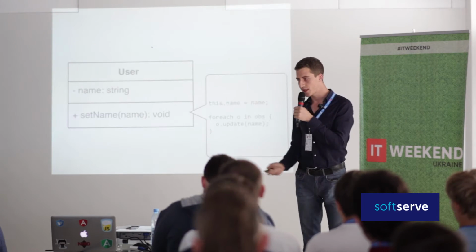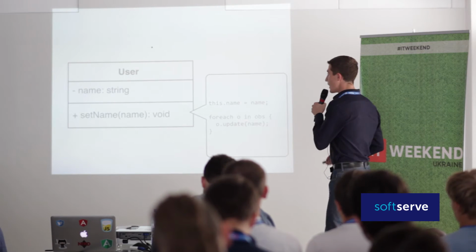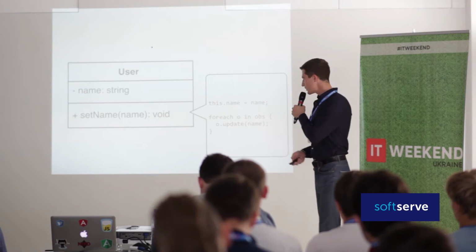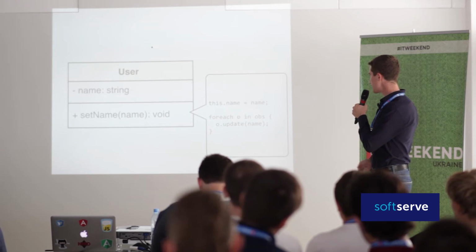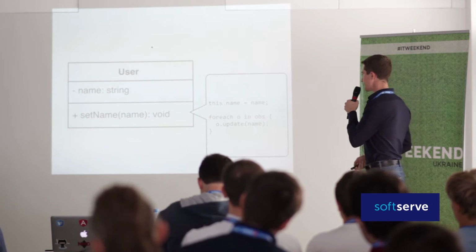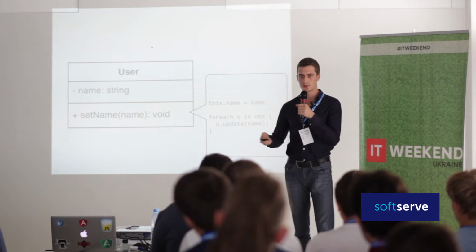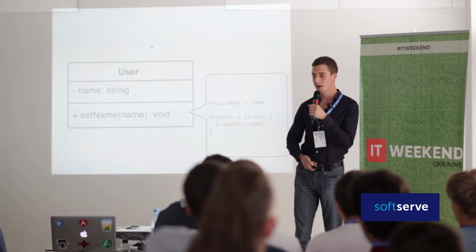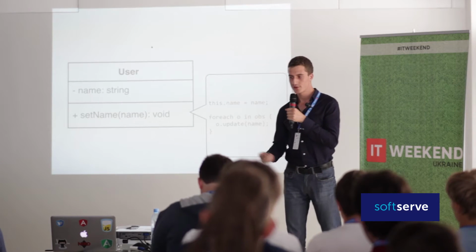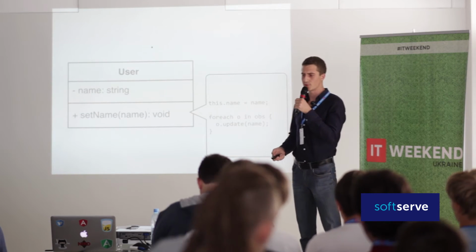So what we can do instead is to use the observer pattern. Our user can maintain a list of observers, and when we want to change the username, we can just loop over all these observers and call their update method. One of these observers is going to be responsible for setting the DOM content, another one for notifying all other users, and the third one for updating the database, for example.